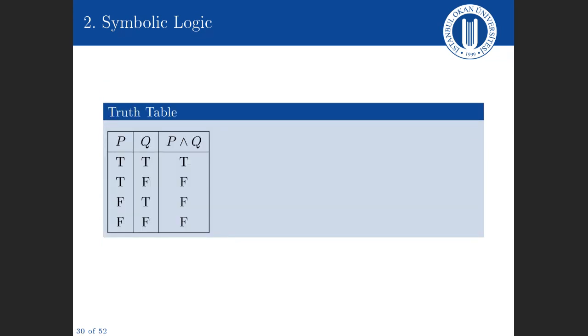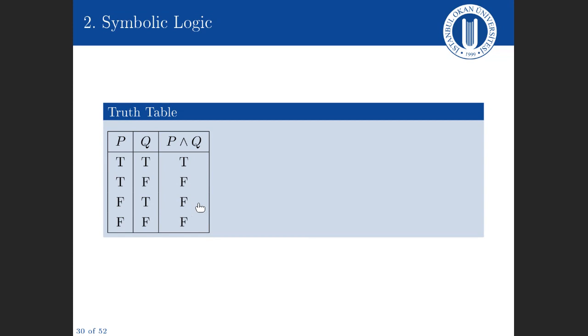A truth table for AND. For P and Q to be true, we need both P and Q to be true. So line 1, are both P and Q true? Yes, true. Line 2, are both P and Q true? No, false.